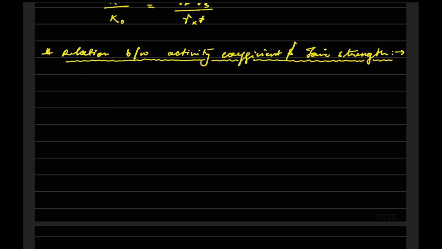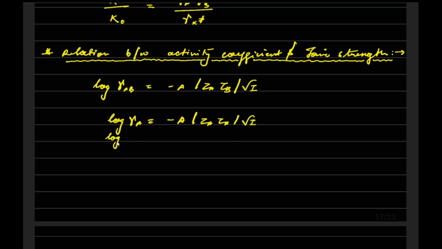So in this, log of gamma A gamma B is equal to minus A mod of ZA mod of ZB mod of root I, where ZA and ZB are the ionic charges for molecule A and molecule B. Therefore, log of gamma A is equal to minus A mod of ZA mod of root I, and log of gamma B is equal to minus A mod of ZB root I.